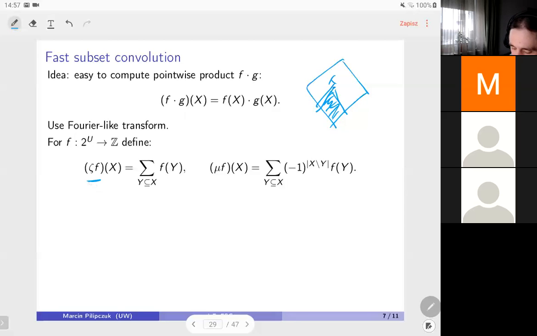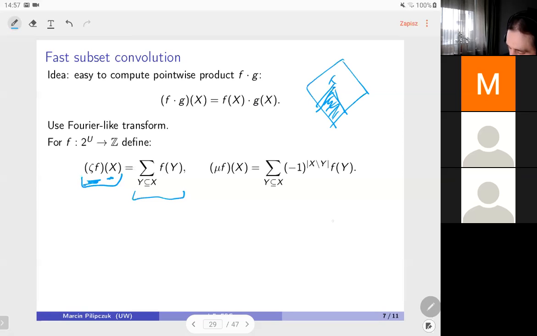So the zeta transform of f at set x is the sum of the values of all the subsets. Okay, this is the sum of the values of all the subsets. And if you think about it, if somebody gave you the truth table of zeta f, you could recover f.